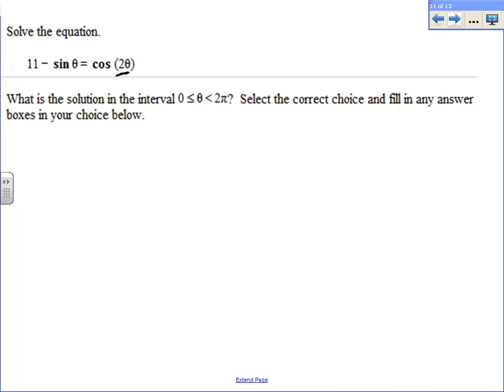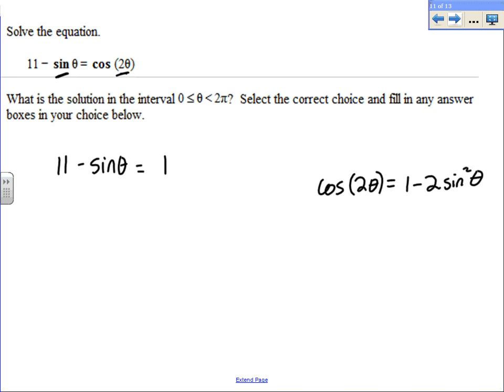Now, let's look at all those double angle identities again. I'm just going to look at my reference sheet this time. The double angle identity I want for cosine is the one that has sine in it: the cosine of 2 theta is equal to 1 minus 2 sine squared theta. I'm going to make that substitution. So now this gives me 1 minus sine theta equals, now instead of cosine of 2 theta, 1 minus 2 sine squared theta.